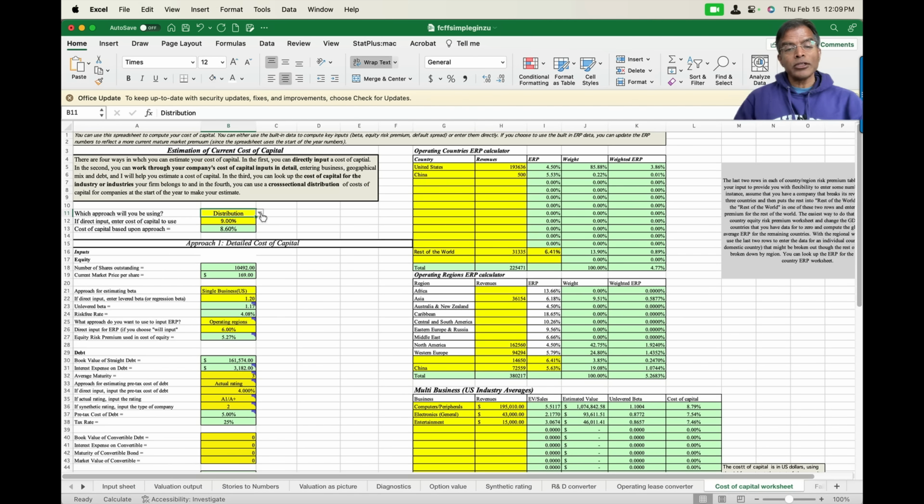There are 4 different ways you can compute the cost of capital. You can input it directly. Maybe you know your company's cost of capital. Just say, I will input, in which case, enter the number you want to use right below.